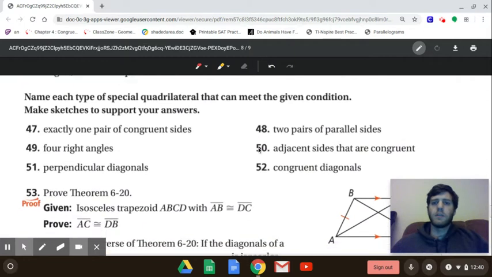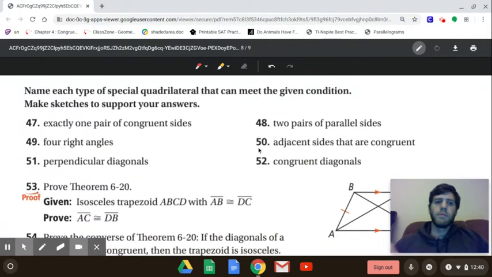The next section asks us to name each type of special quadrilateral that can meet the given conditions and make sketches to support your answers. I did link the reference sheet with all the properties for each type of quadrilateral if you want to look at that for help here too. But let's do a couple of them. So exactly one pair of congruent sides.